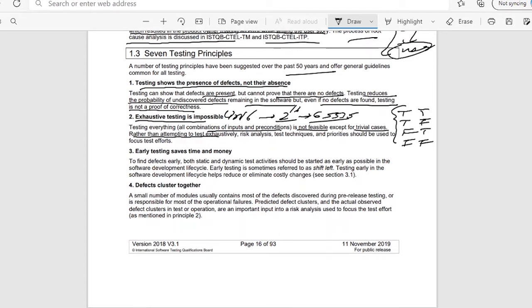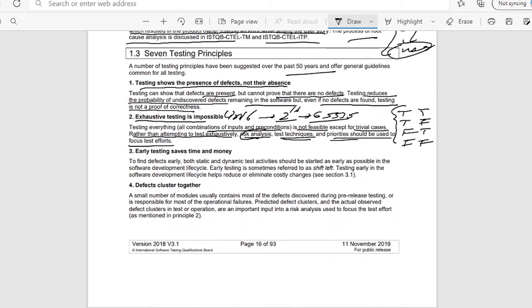Rather than attempting to test exhaustively, risk analysis, test techniques, and priorities should be used to focus test efforts. These terms will be covered in all the upcoming chapters of ISTQB, and we will see them in detail. Since you cannot do exhaustive testing, you see that there could be some risks in a particular module. Test it as intensively as possible, and apply some relevant techniques. Do the prioritization: if it is a more critical system, prioritize it, run test cases on this first and then go to the second module. So you can prioritize your dependencies, but still exhaustive testing is not possible.